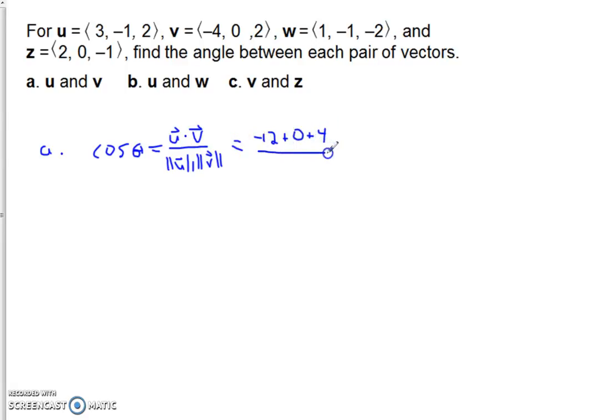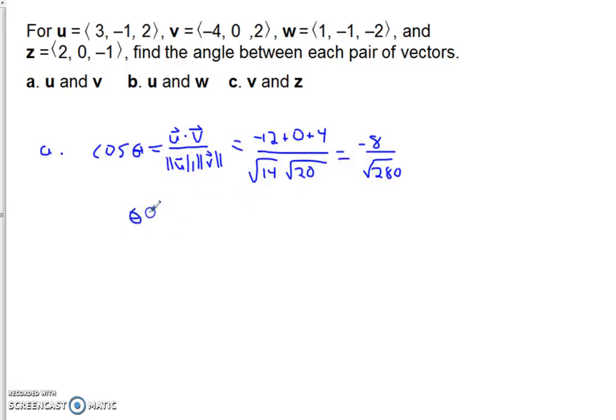The magnitude of u is the square root of, and I'm going to try to do this part in my head, 3 squared is 9, 1 squared is 1, -1 squared is 1, so I'm up to 10. 2 squared is 4, so that's the square root of 14. Times the square root of, that would be 16, and 4 is 20. So that is equal to -8 over the square root of 280. So cosine of theta is equal to that.